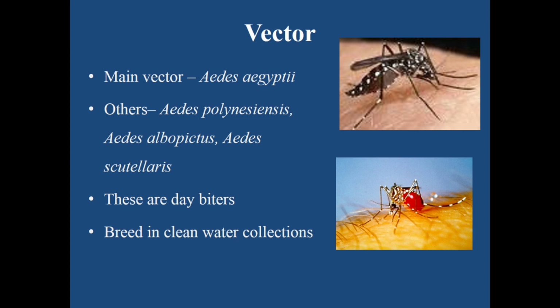The vector is Aedes aegypti, which is actually a nervous feeder because it takes only a small amount of blood from a patient and it takes multiple bites before it actually becomes full, becomes satisfied. It takes multiple bites from different individuals. The others are the different Aedes polynesiensis and albopictus. These are day biters and they breed in clean water collections.